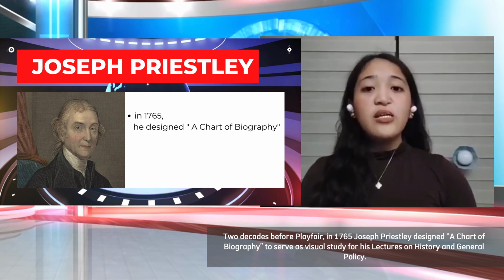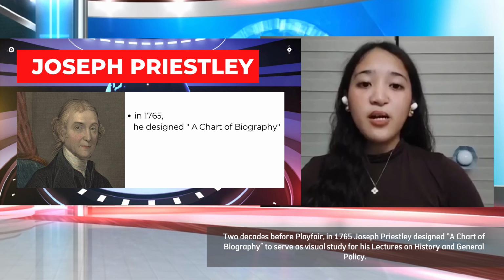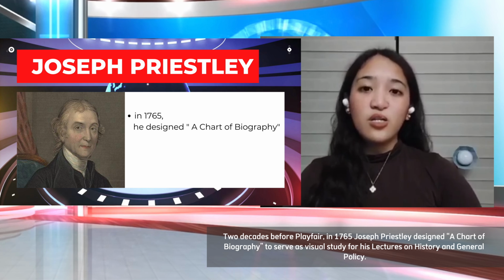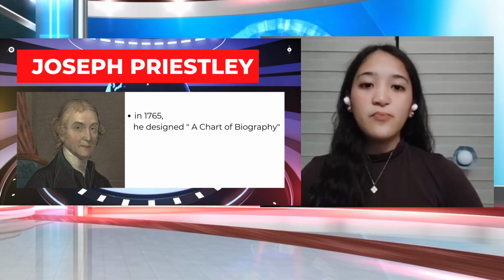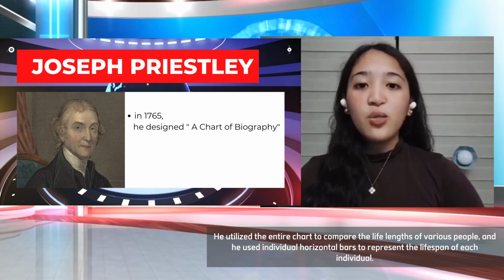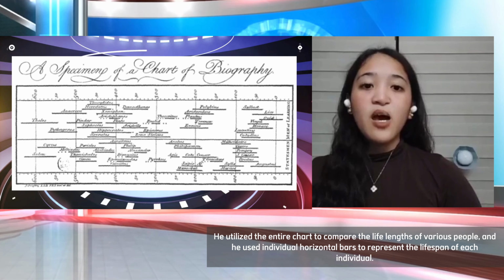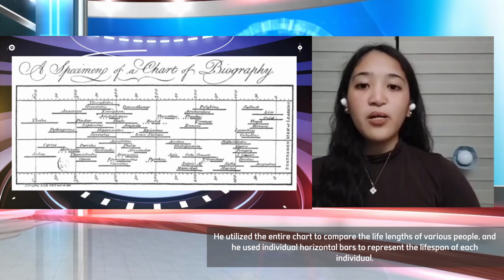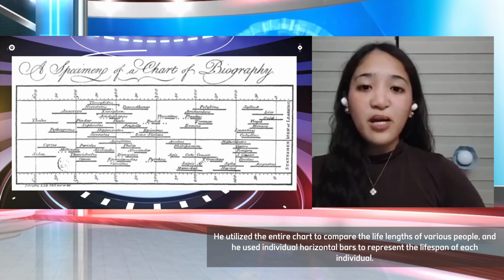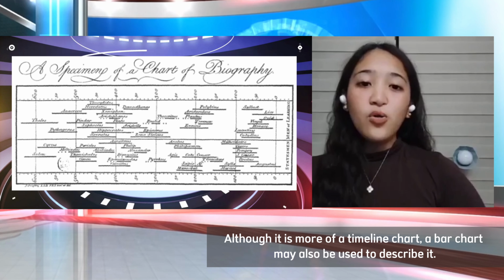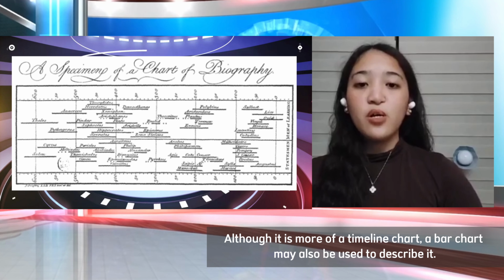20 years before Playfair, in 1765, Joseph Priestley designed a Chart of Biography to serve as a visual aid for his lecture on history and general policy. He utilized this bar chart to compare the life lengths of various people, and he used individual horizontal bars to represent the lifespan of each individual. Although it is more of a timeline chart, a bar chart may also be used to describe it.